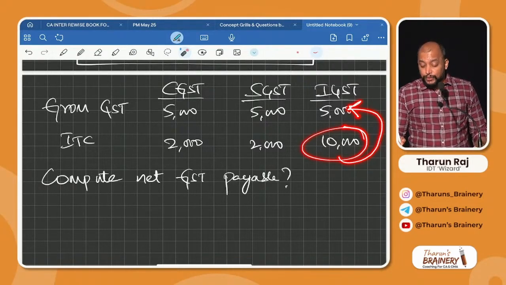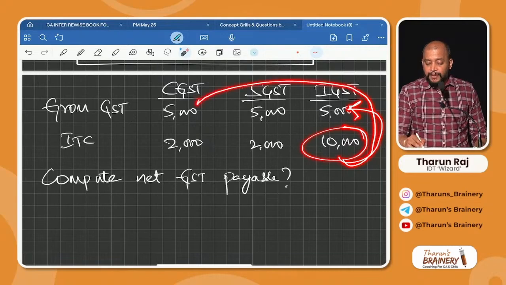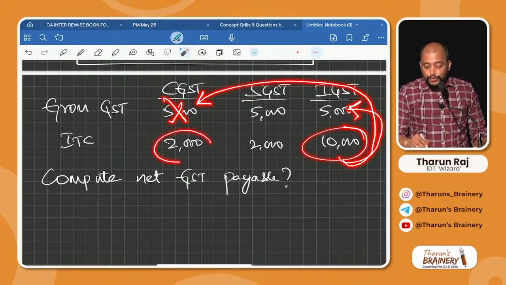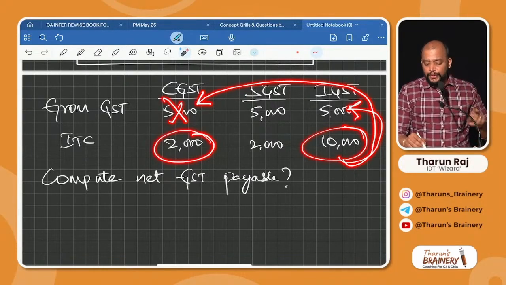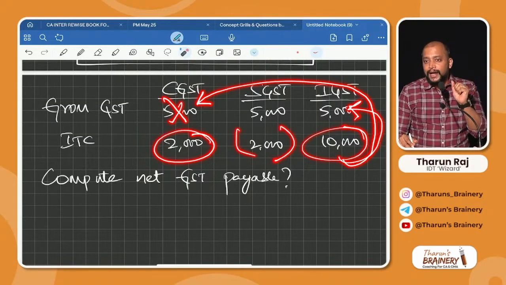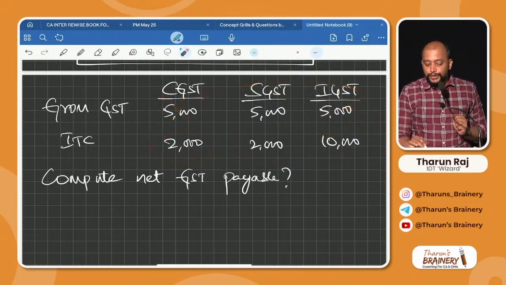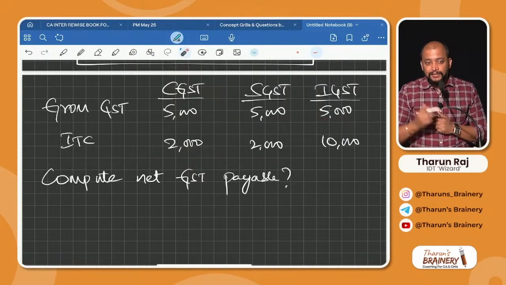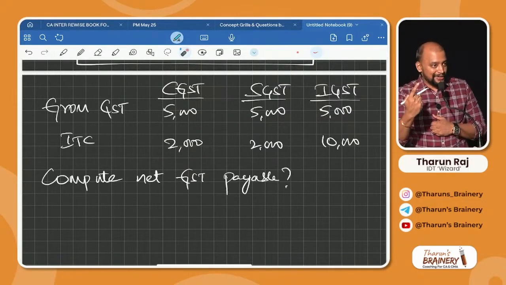Why? If I use full 5,000 for payment of CGST, what will happen? This liability is gone. But this 2,000 I cannot set off with 5,000. Correct. So 5,000 minus 2,000, 3,000 becomes my liability, which is a wrong answer. How is it a wrong answer? Simple. What is your total liability? What is your total ITC? So what is the correct answer? 1,000 you should get. Okay.